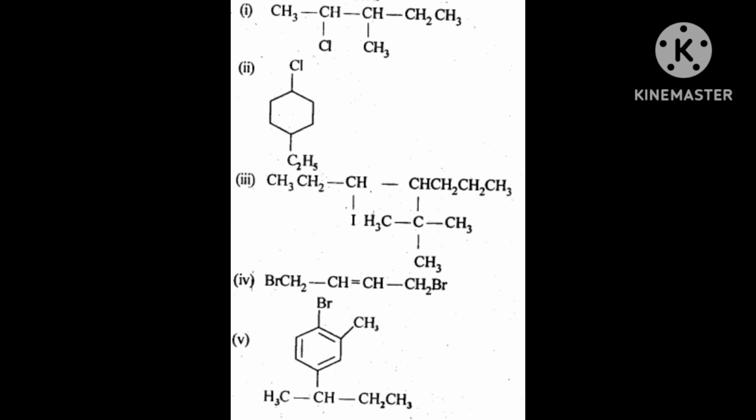CnH2n+1. Remember, this is a very, very important formula of alkane. You can make a homologous series. CnH2n+1X. Now, if suppose n is equal to 1, then what will it form?